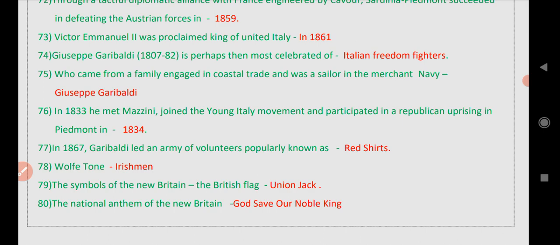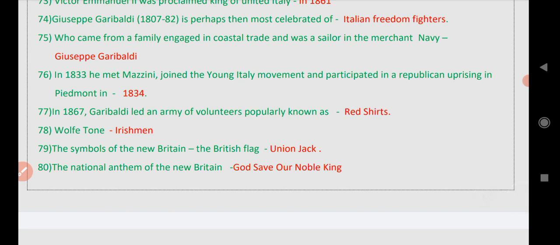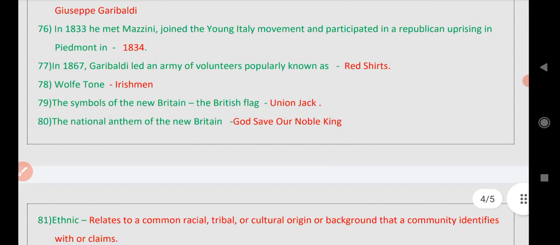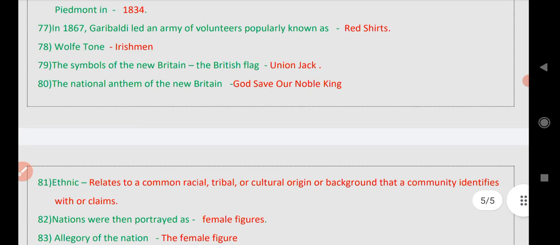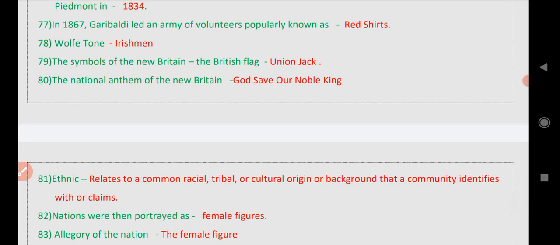Giuseppe Garibaldi is perhaps the most celebrated of Italian freedom fighters. He came from a family engaged in coastal trade and was a sailor in the merchant navy. In 1833, he met Mazzini, joined the Young Italy movement, and participated in a republican uprising in Piedmont in 1834. In 1867, Garibaldi led an army of volunteers, popularly known as the Red Shirts.